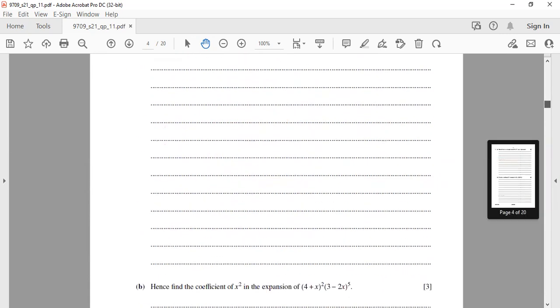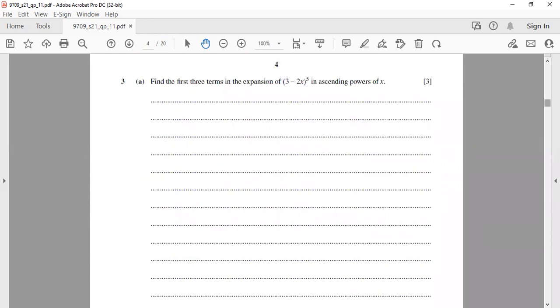Maintenant, nous avons question 3. Donc, question 3, part A. Find the first three terms in the expansion of 3 minus 2x to the power of 5 in ascending powers of x. Donc ici, là, directement, je dois refer to your list of formula given to you for the exam for binomial expansion.